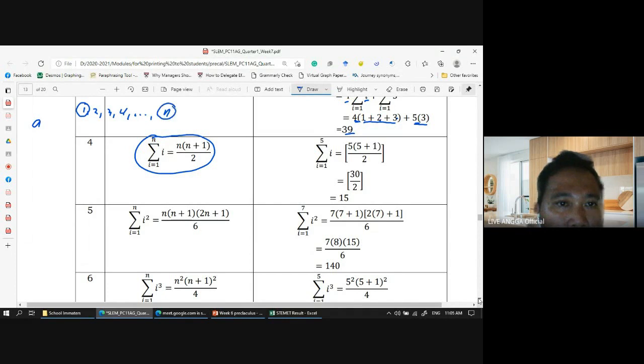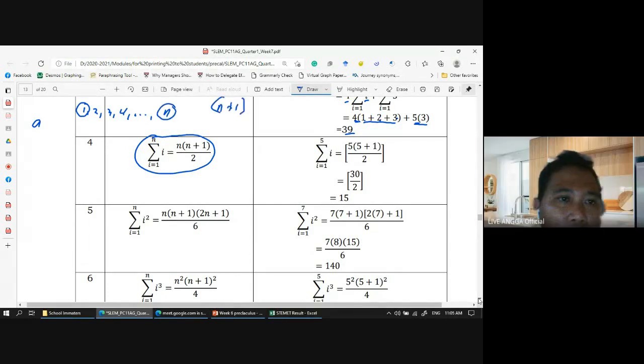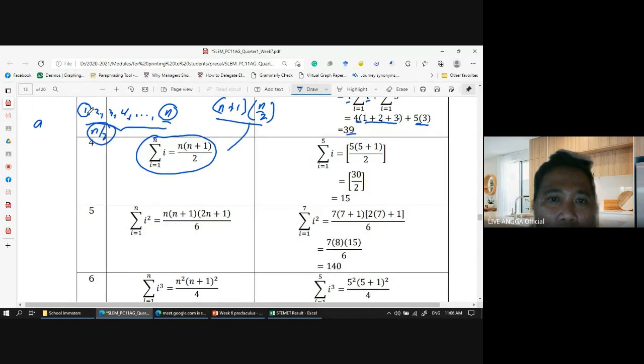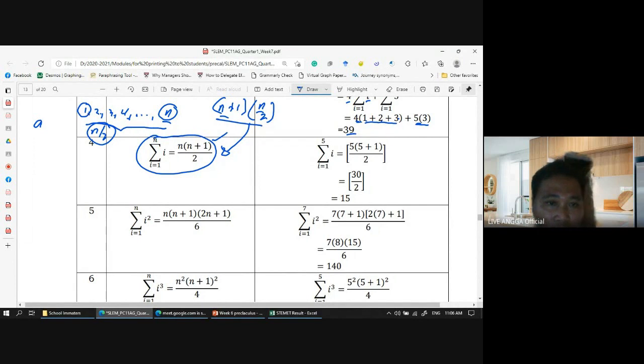Di ba no katong kay bata, kay Gauss? N plus 1, itong pair. Tapos, pila ni ka-pair? So, kung n siya, this is n over 2 pairs. So, times n over 2. So, that's why this is the equation. N over 2 times n plus 1. Okay? Nakuha na? Sir. Okay, next.